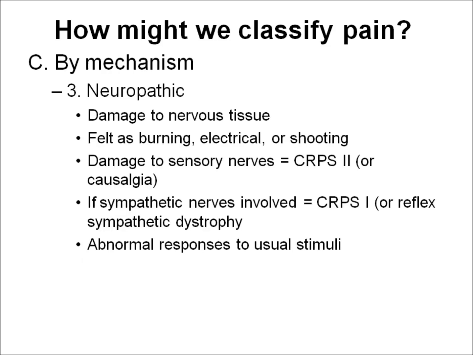The third type of mechanistic pain would be neuropathic. In neuropathic pain, there is actual damage to nervous tissue. With other types of pain, we assume the nervous tissue is actually normal. Here the pain is felt as a non-specific burning, electrical, or shooting type pain. This usually results in chronic pain. There are 2 major types of chronic pain, CRPS1 and CRPS2. What we see with neuropathic pain is completely abnormal responses to usual stimuli. For example, a touch might be felt as pain.